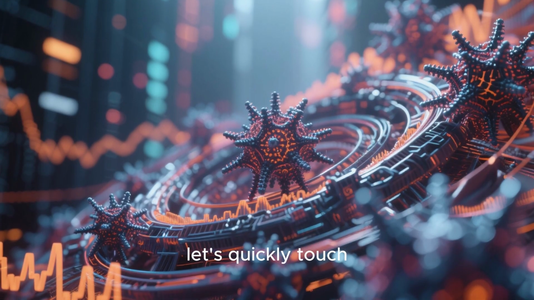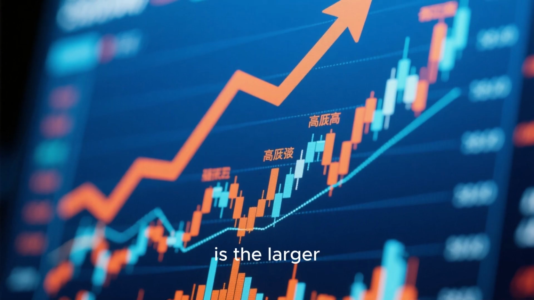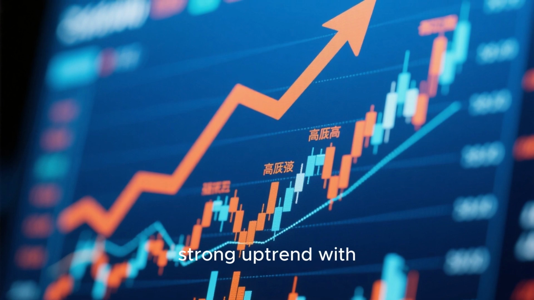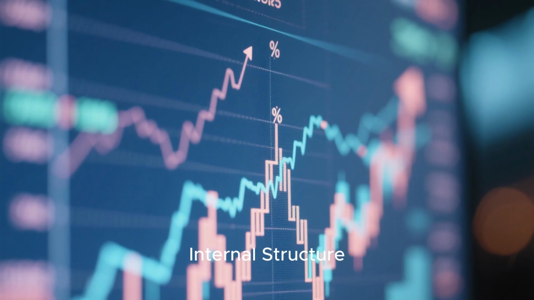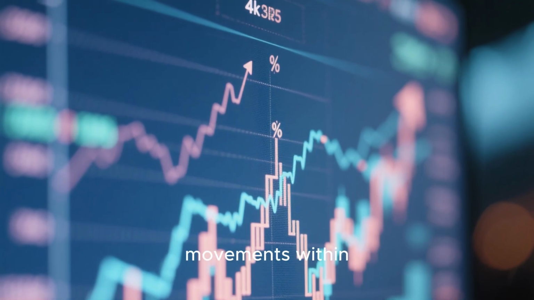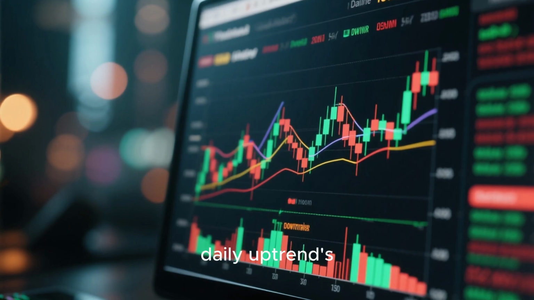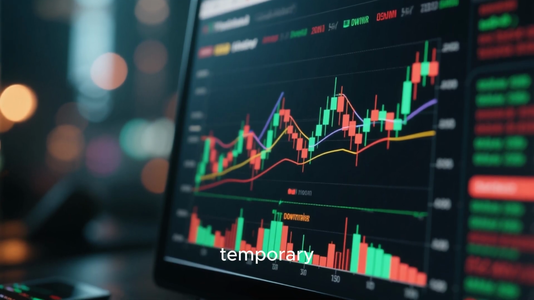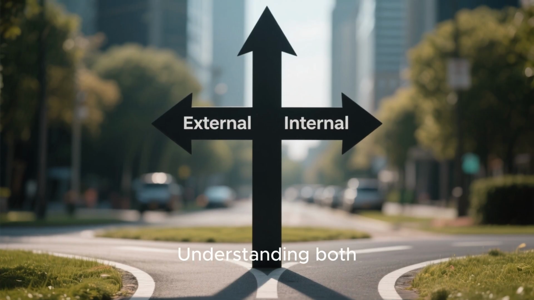Before we move on, let's quickly touch on internal versus external structure. This goes back to the fractal nature of the markets. External structure is the larger, overarching trend. On a daily chart, you might see a strong uptrend with its higher highs and higher lows. This is your big picture wave. Internal structure refers to the smaller price movements within that larger trend. So, on a 15-minute chart, within that daily uptrend's pullback to form a higher low, you might see a smaller, temporary downtrend with its own lower lows and lower highs. Understanding both is vital.